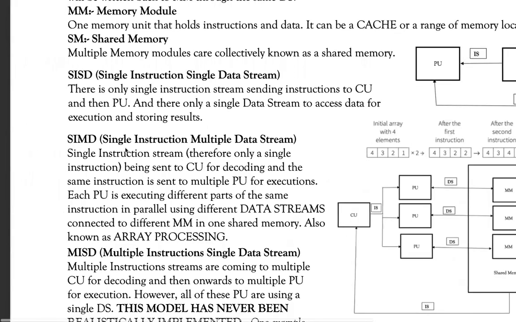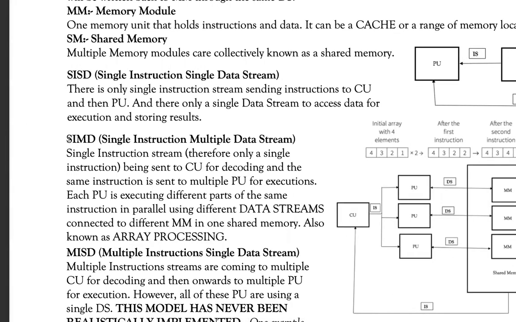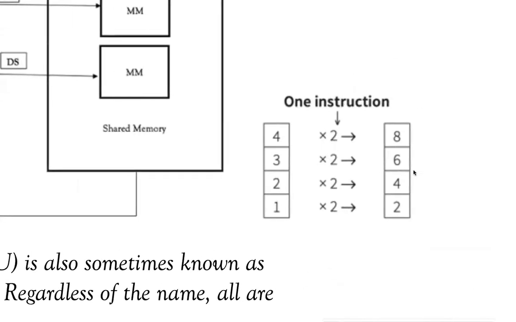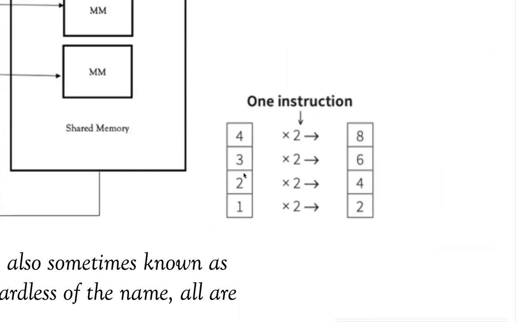Now, another approach is single instruction using multiple data streams. Basically, remember, we were multiplying by 2. This is the same array. My instruction is still the same. What happens is that the same instruction is simultaneously provided with different data using different data streams. So at the same time, my same instruction is processing different data, resulting in different outputs.